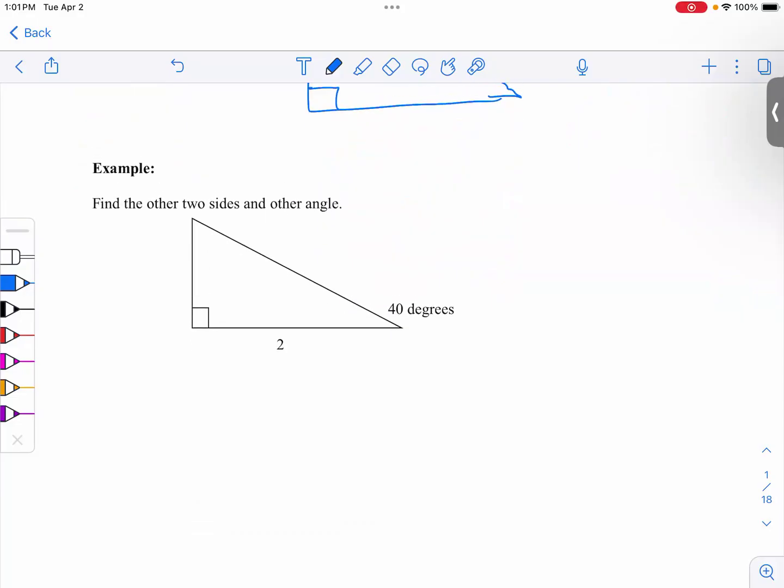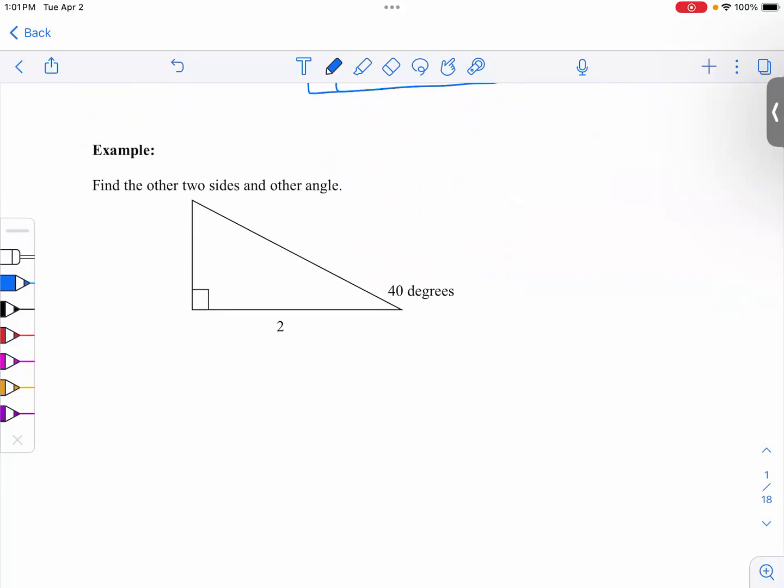So, if I have a right triangle and I'm given one of the angles and one of the sides, I can find the remaining pieces of information. The easy part is the other angle. If that's 40 degrees, what's the other one? 50. 40 plus 50 makes 90, and that's always going to be our math. So I have both angles, so that part was easy.